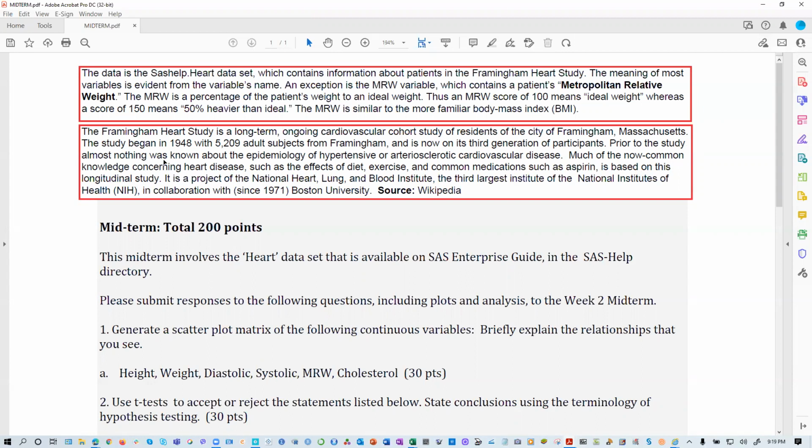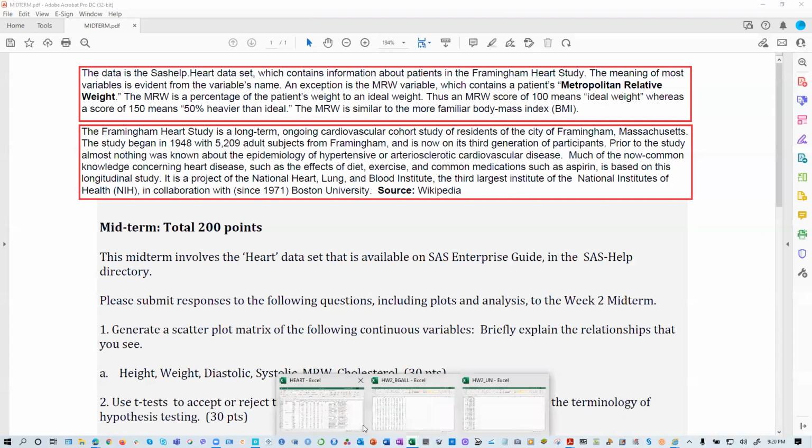Prior to the study, almost nothing was known about the epidemiology of hypertensive or arteriosclerotic cardiovascular disease. Much of the now common knowledge concerning heart disease, such as the effect of diet, exercise, and common medications such as aspirin, is based on this longitudinal study. It's a project of the National Heart, Lung, and Blood Institute, the third largest institute of the National Institutes of Health. It's a federal, very research-oriented institute, NIH. People get grants from NIH on a large scale, in collaboration with Boston University. They have divisions within the National Institute.